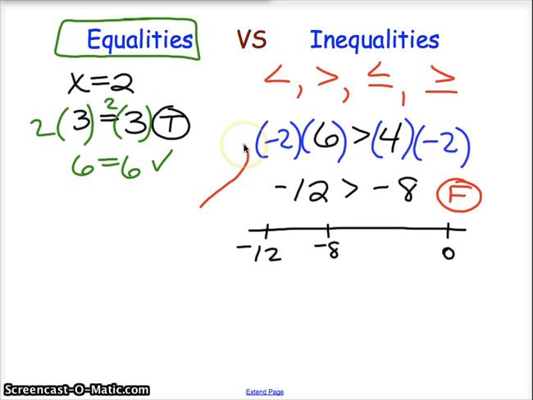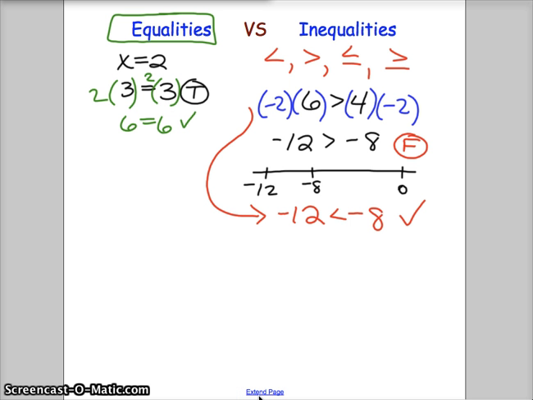In order to make this true, you are going to have to flip the inequality symbol, because negative 12 in actuality is less than negative 8. This is now a true statement. It maintains the validity of the original. And you'll see that the same is true for division by a negative.